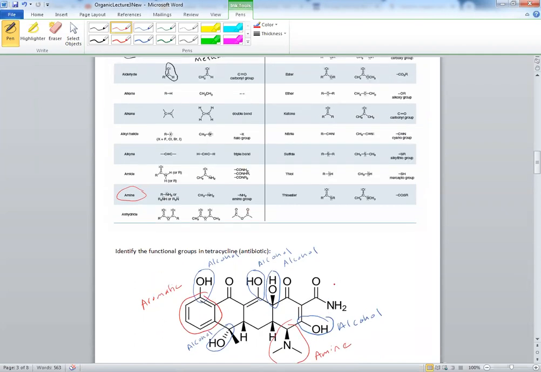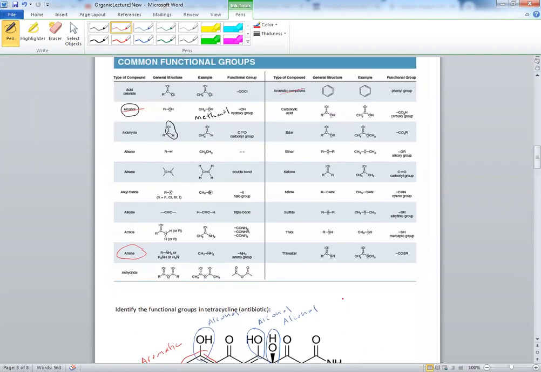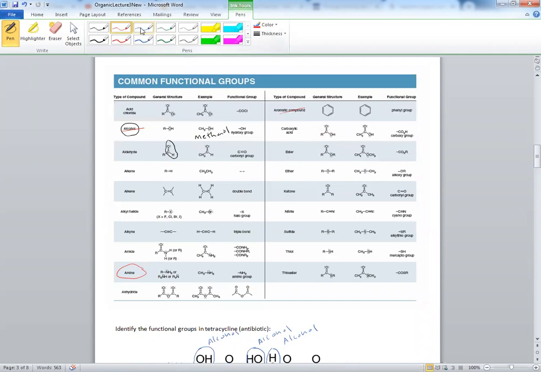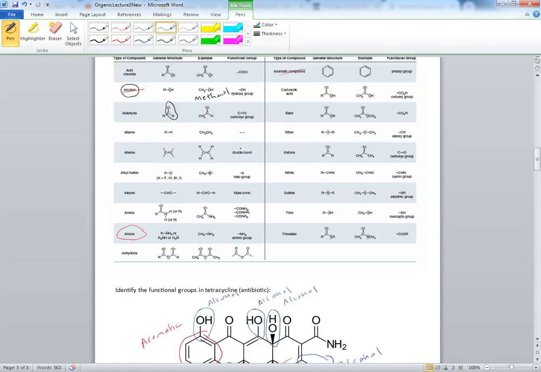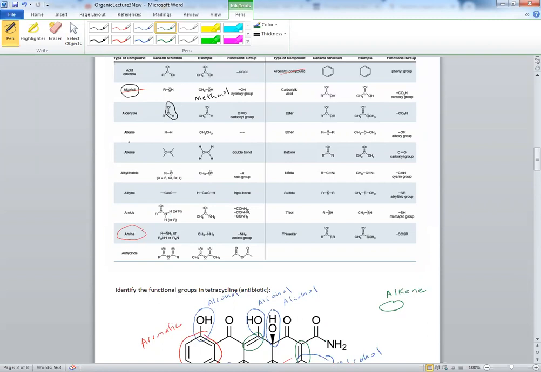What else do you think we have? You can pause and think about this example. So we also have, I see double bonds here, not these, this one. So I have a double bond here and a double bond there. So in green here, I'm going to just write it on the side. These are alkenes, an alkene right here.